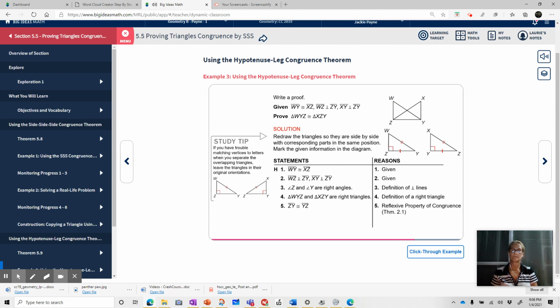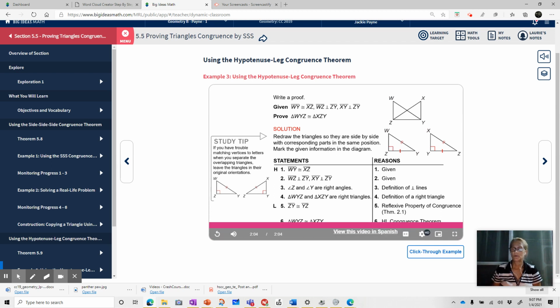Each of these segments is a leg of one of the right triangles. Now, notice that you have shown that the hypotenuse and a leg of one right triangle are congruent to the hypotenuse and a leg of the other right triangle. So, by the hypotenuse leg congruence theorem, triangle WYZ is congruent to triangle XZY.